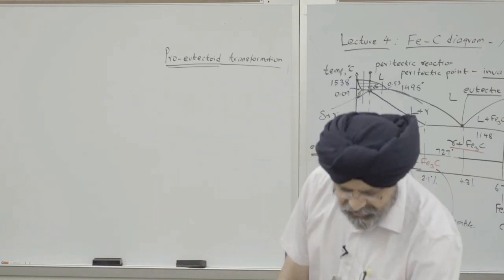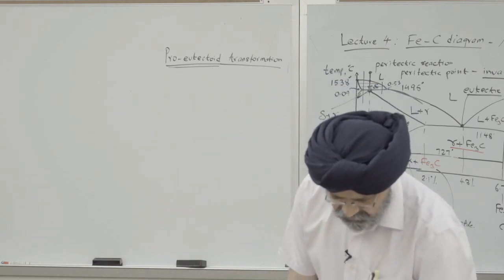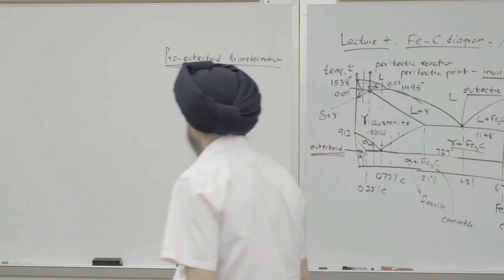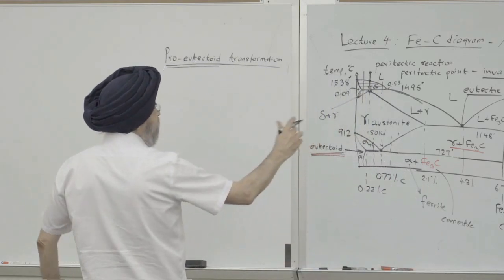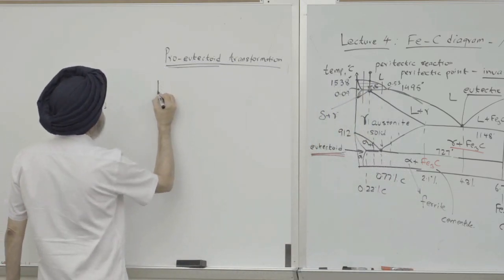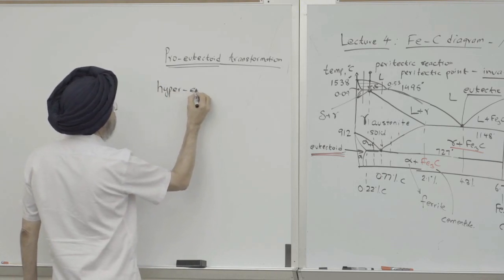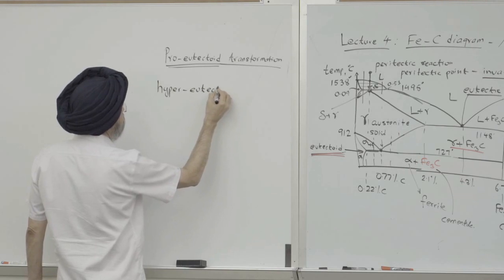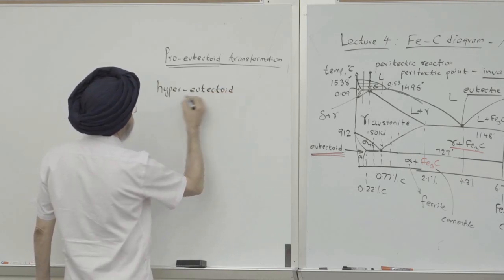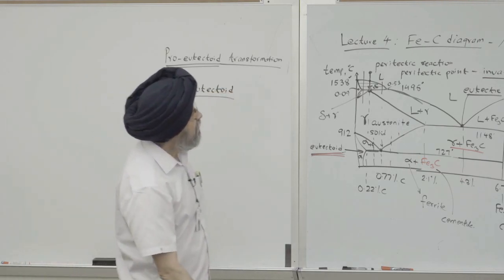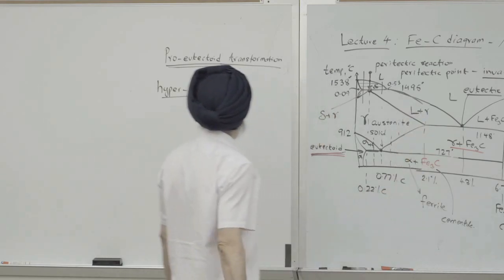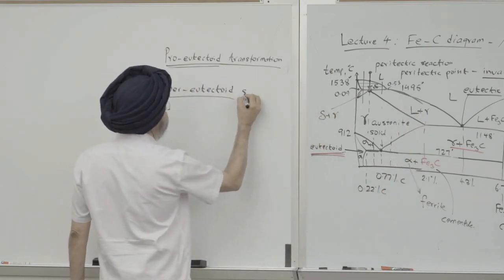Okay, so now we get to, we talked about the hypo. Let's talk about the hypereutectoid. Did I say eutectic over there? Oh, eutectoid, yeah. So hypereutectoid steel.